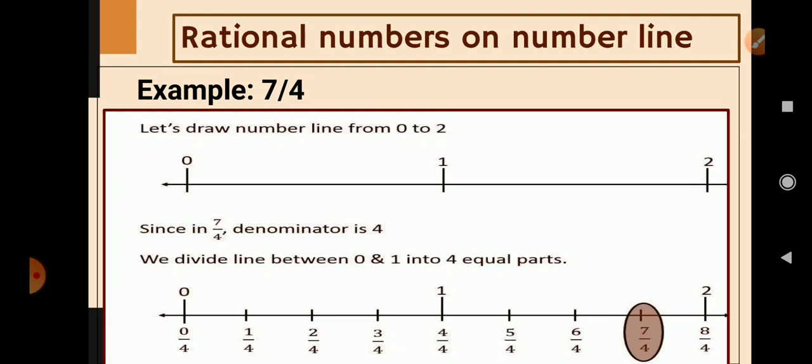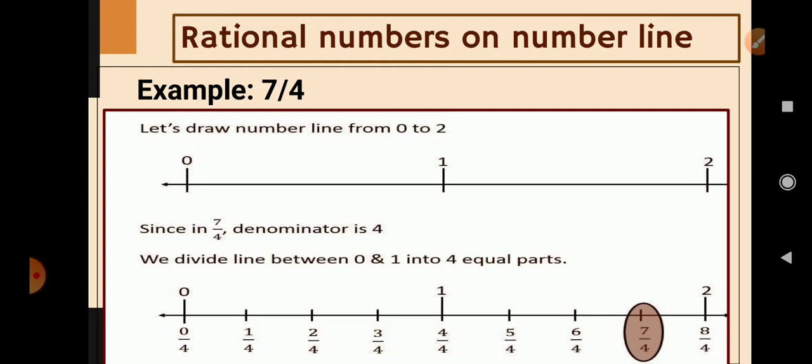In a rational number, first you have to observe the denominator. The denominator is compulsory. Here, in the denominator we have 4. Since it is 7 by 4, the denominator is 4. So in each and every part you have to divide into 4 parts.